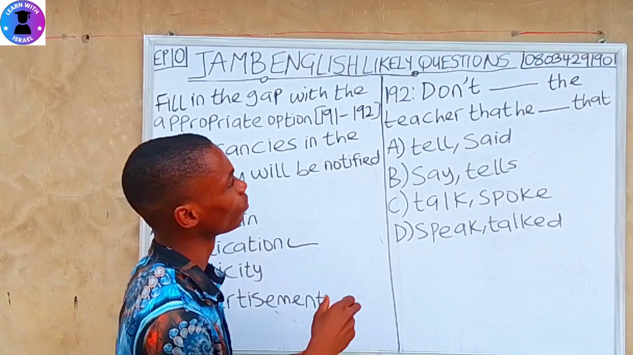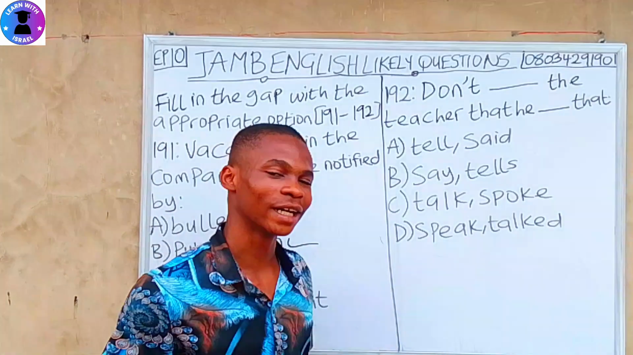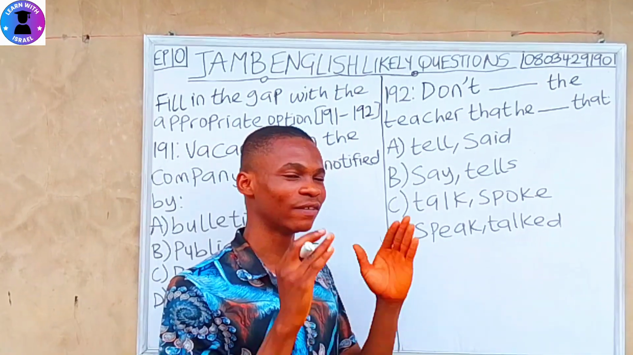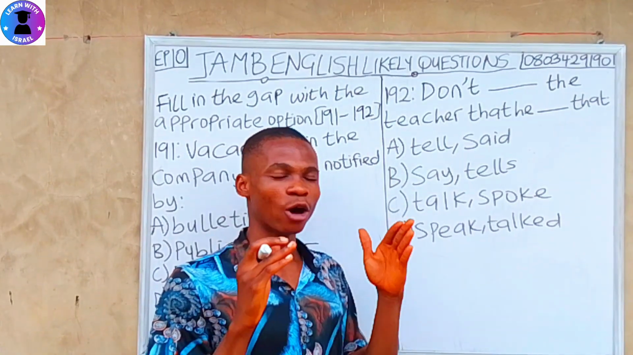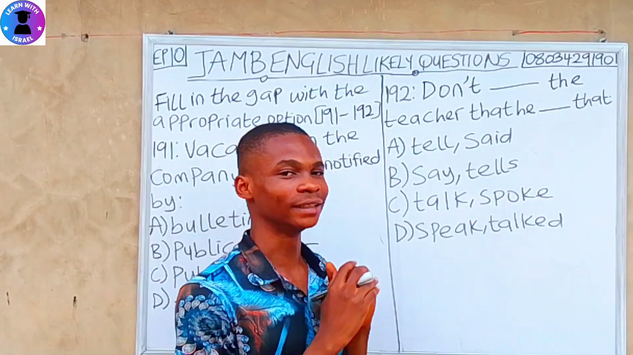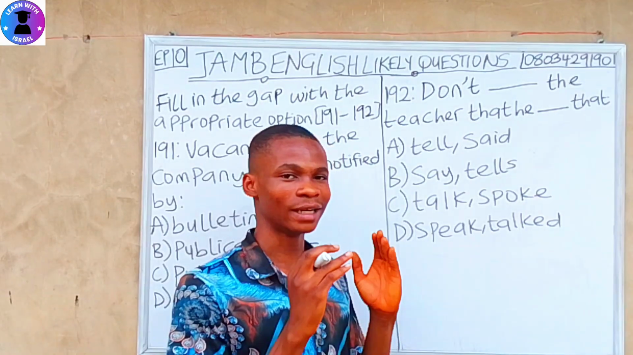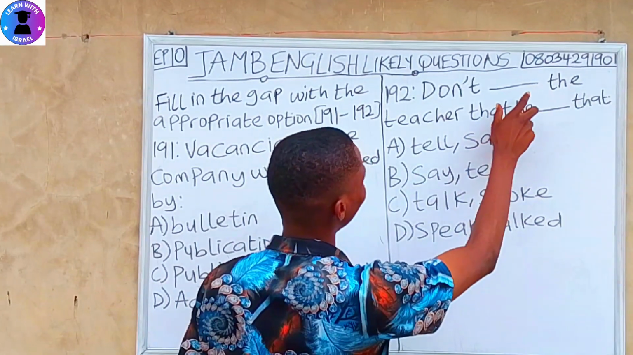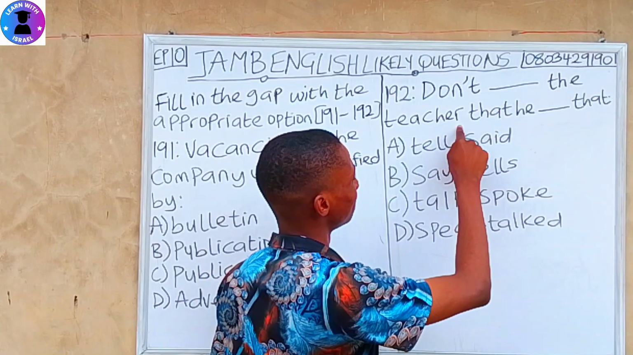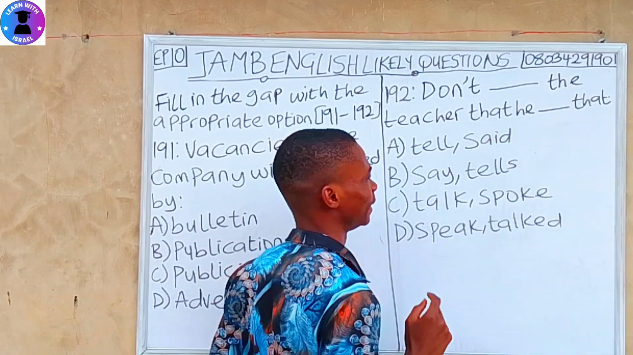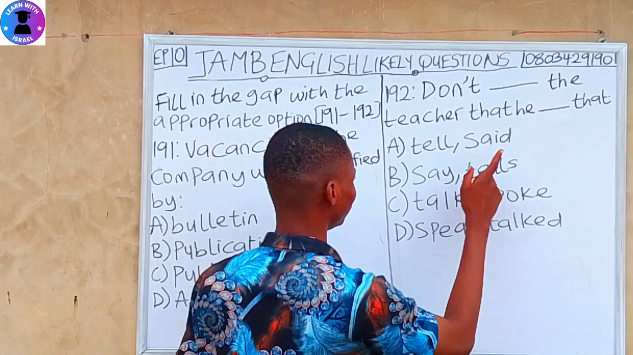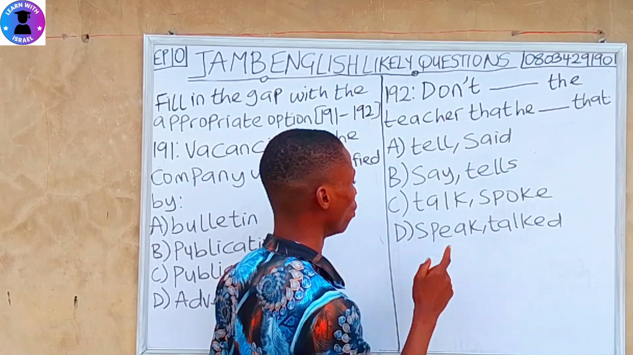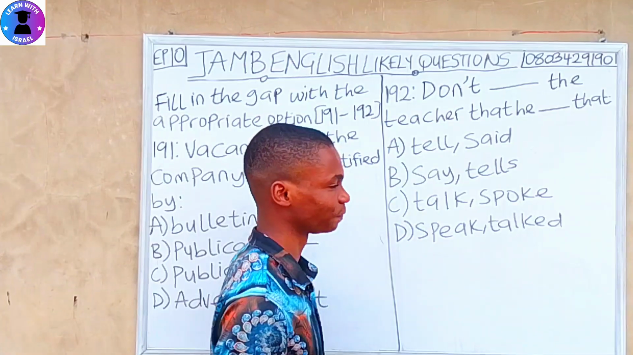Question 192. Be very attentive here, guys. We need to eliminate in order to get the correct answer. It is very important to know how to eliminate when answering MCQ. Don't dash the teacher that he dashed that. A. Tell, said. B. Say, tells. C. Talk, spoke. D. Speak, talked.